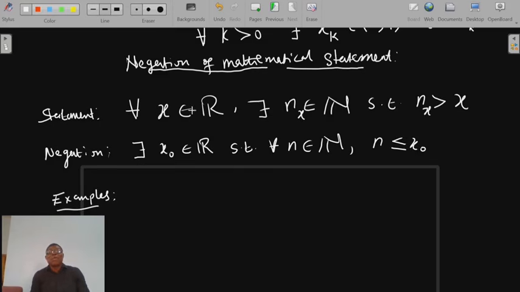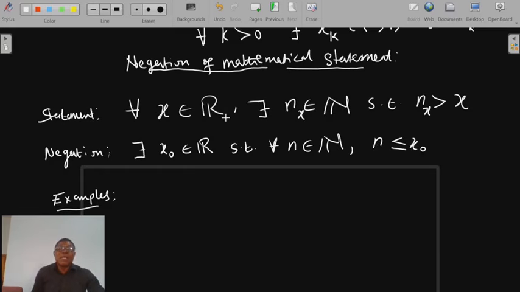Note that here, while the first statement is true, in the sense that given any real number, we can find a natural number bigger than it, the second one is not true, because the second one is telling us that there is a real number so that every natural number is less than or equal to that real number. This is not a true statement. We shall say it as we discuss further. But it happens to be the negation of the first statement.